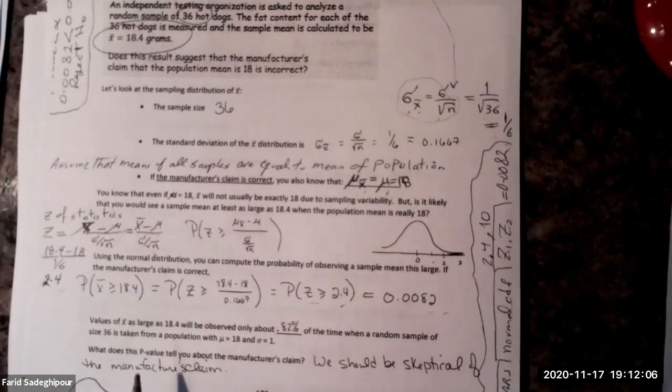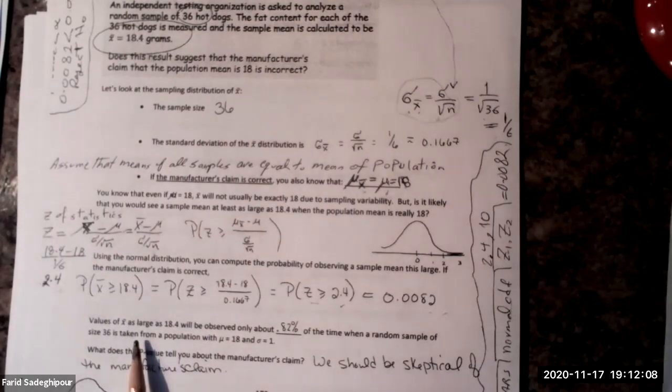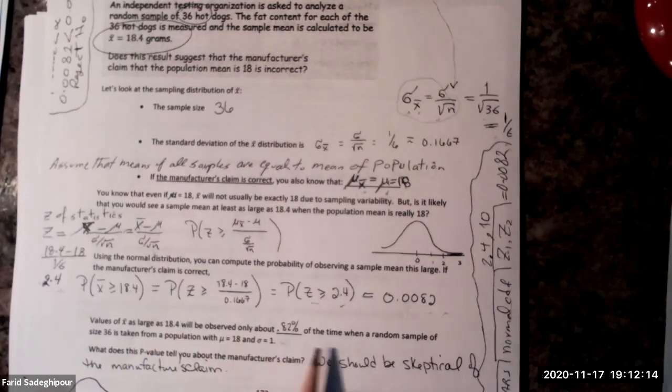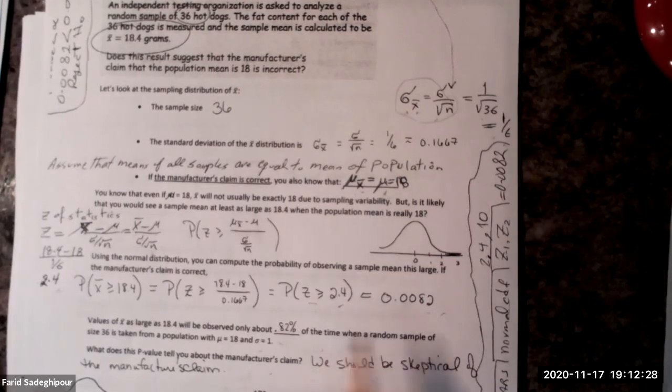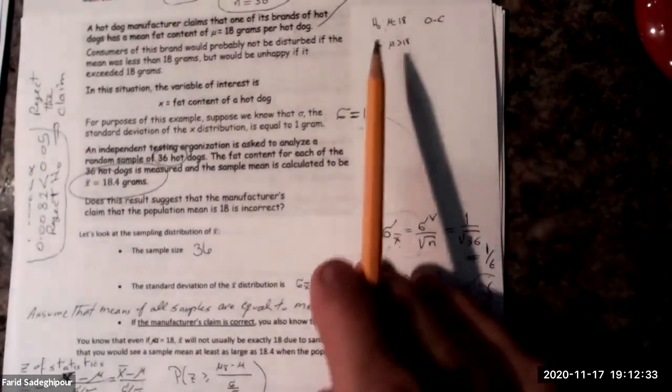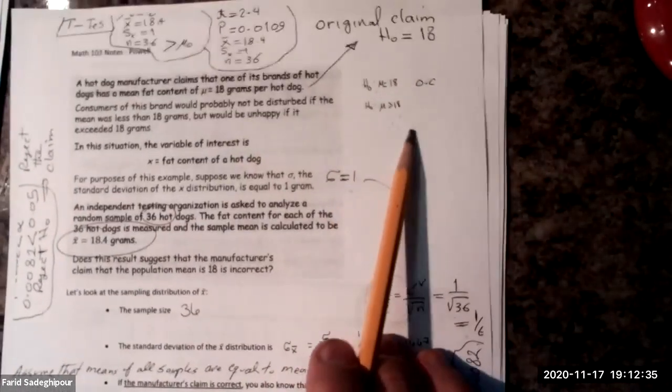So in that case, a sample mean as large as 18.4 will be observed only about 0.82% of the time when a random sample of 36 is taken from the population. What does the p-value tell you about the matter? We should be skeptical of the manufacturer's claim. The probability of X-bar being greater than that is really, really small.